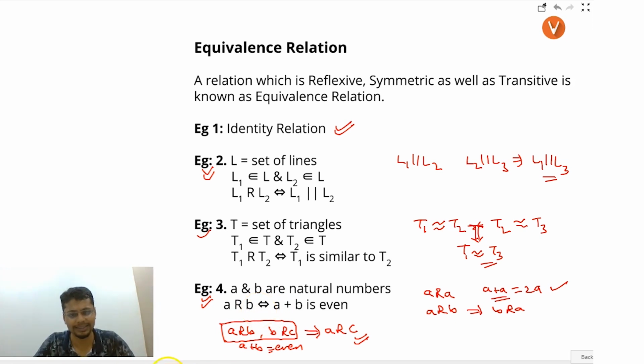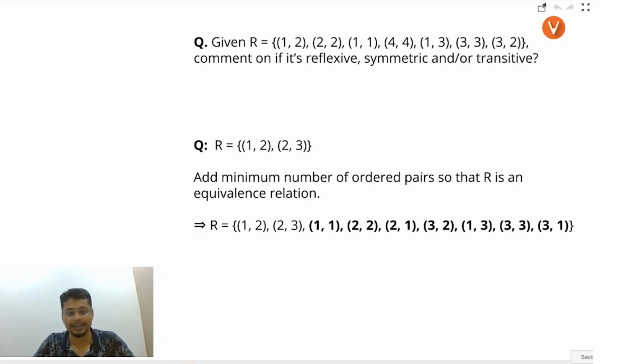All right, let's take a couple of questions before we say goodbye. We have to comment whether this relation is reflexive or not, symmetric or not, transitive or not. Again, you can pause your video to answer it yourself, and then to check the answer, get back to the video. All right, so let me answer it for you.